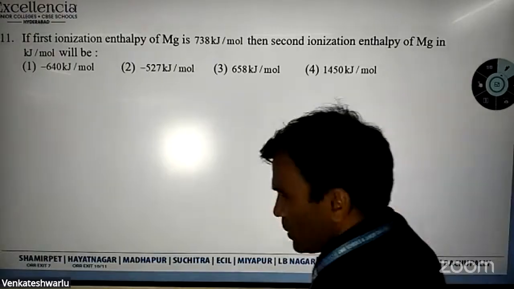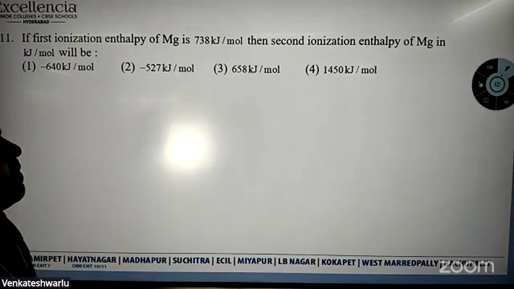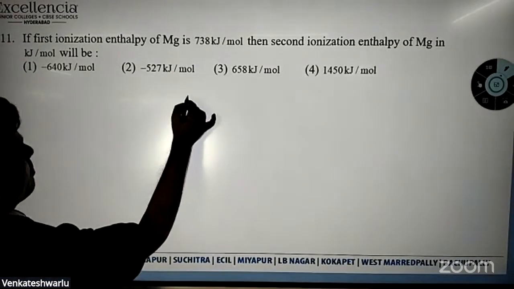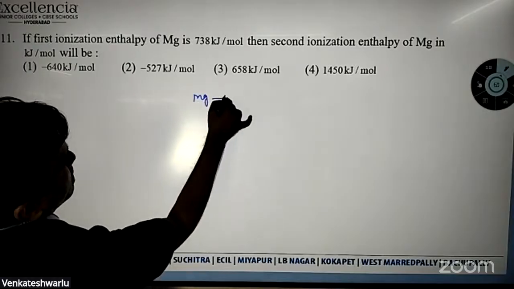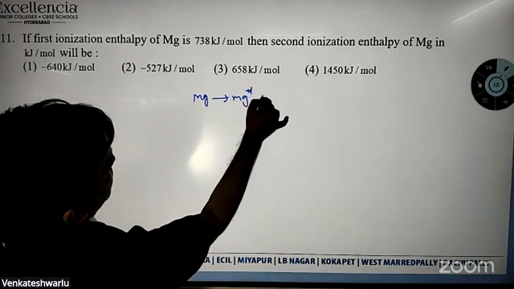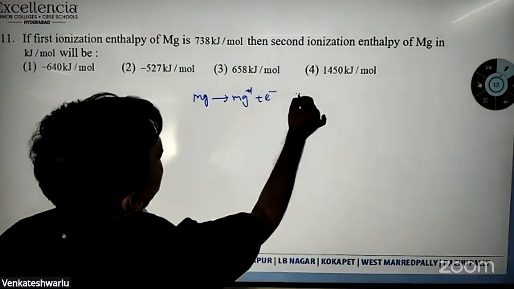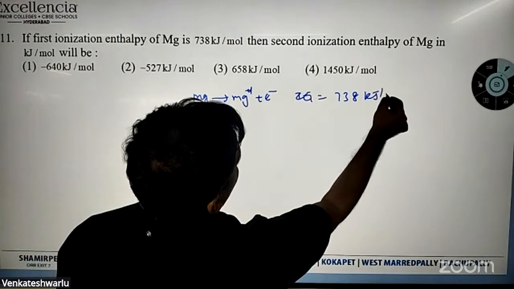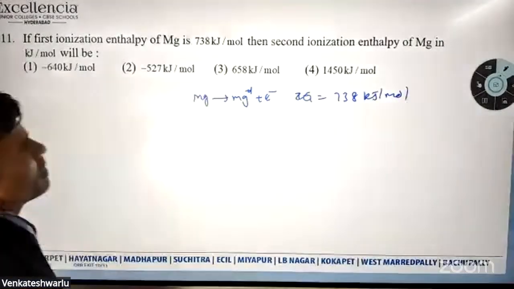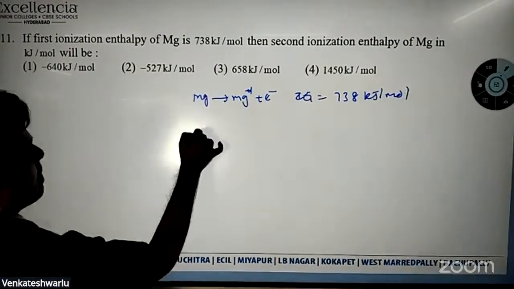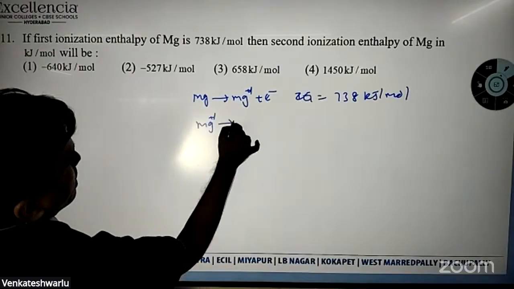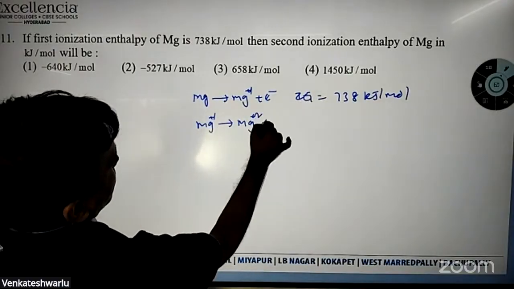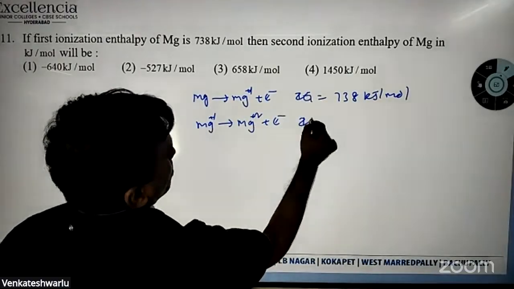Very easy question. This is from the periodic table, ionization enthalpy. The first ionization enthalpy of magnesium is given. Mg gives rise to Mg plus 1 plus an electron. The IE1 is 738 kilojoule per mole. Now they are asking the second ionization enthalpy, IE2.